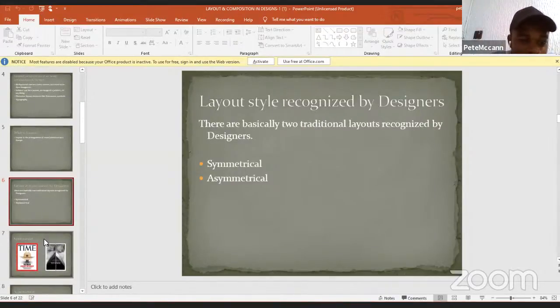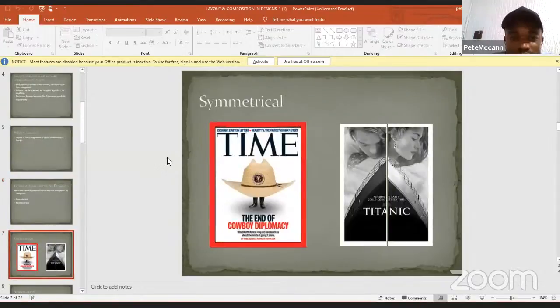Okay, I'm going to show you an image now. These are examples of symmetrical when it comes to composition. The way these designs are being composed is symmetrical because it's centralized. It's just one in the middle side of the page.